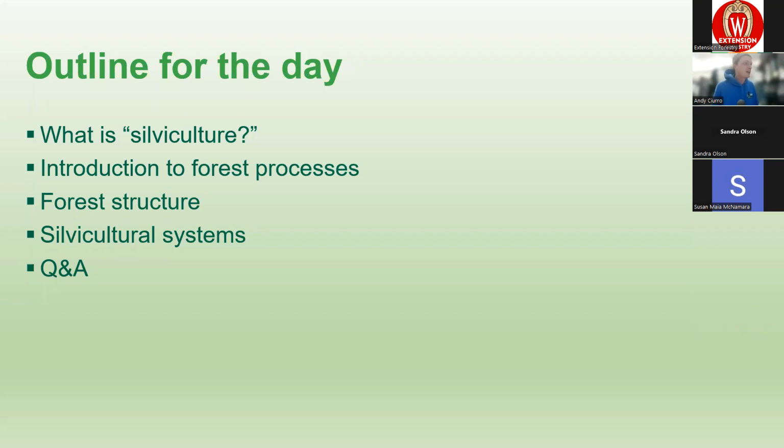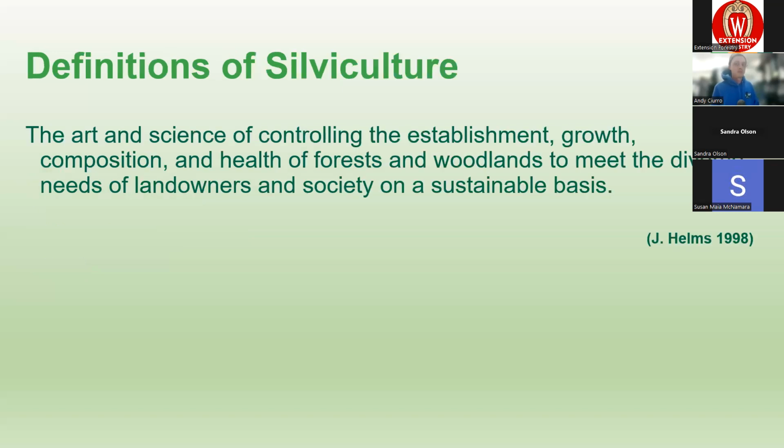Glad you came back. So today we're going to be talking about forestry, but silviculture is the name of the game tonight. So silviculture, what does that mean? How does that work in forestry? Just a definition here, it's the art and science of controlling the establishment, growth, composition, and health of forests and woodlands to meet the diverse needs of landowners and society on a sustainable basis.